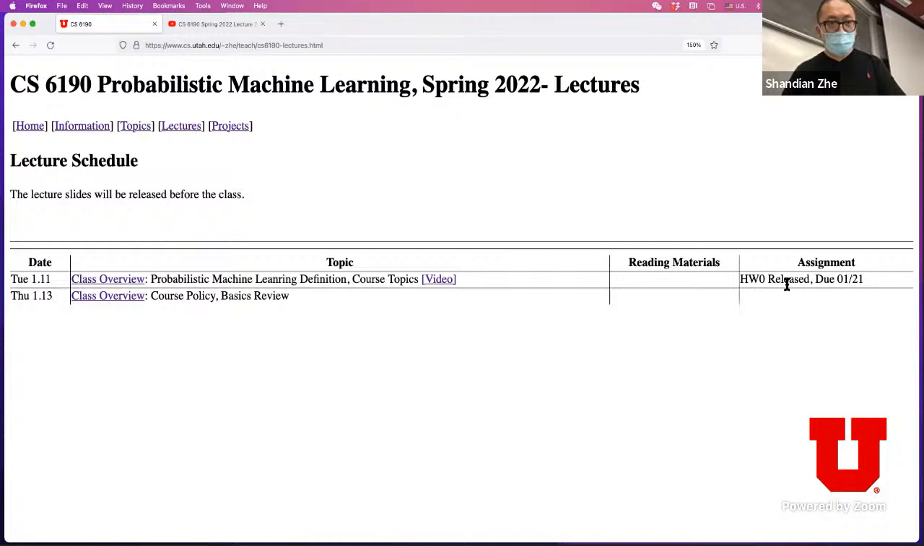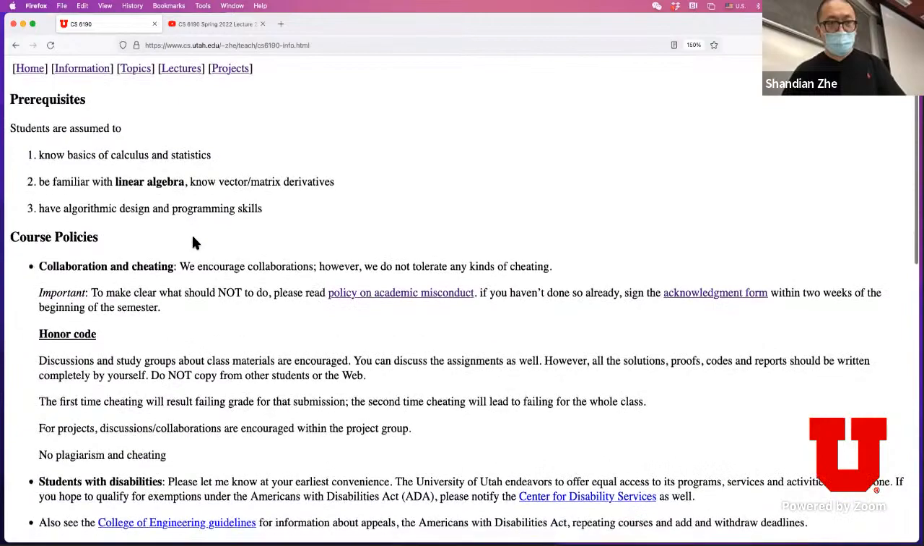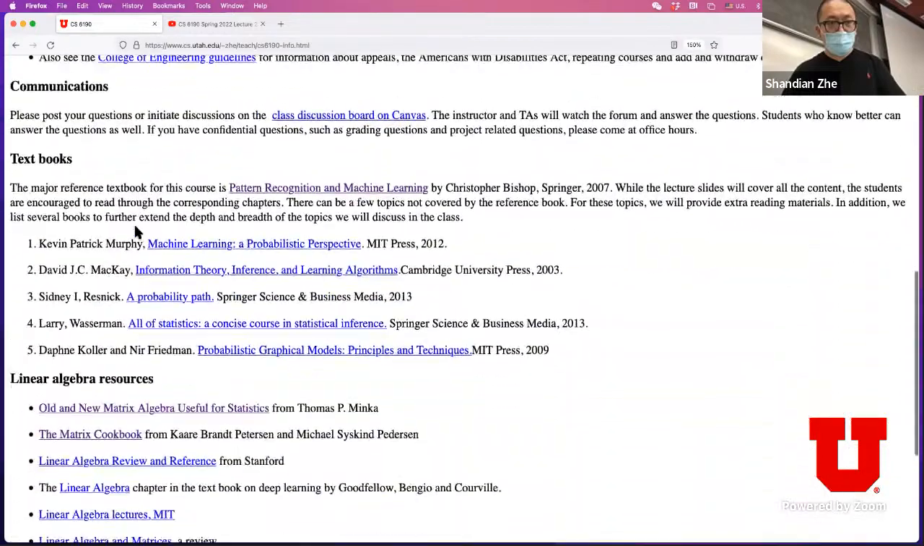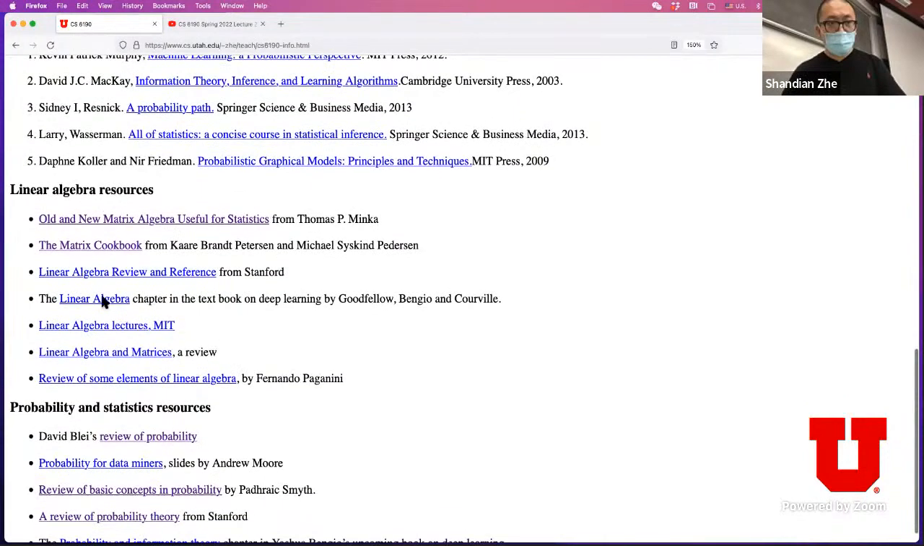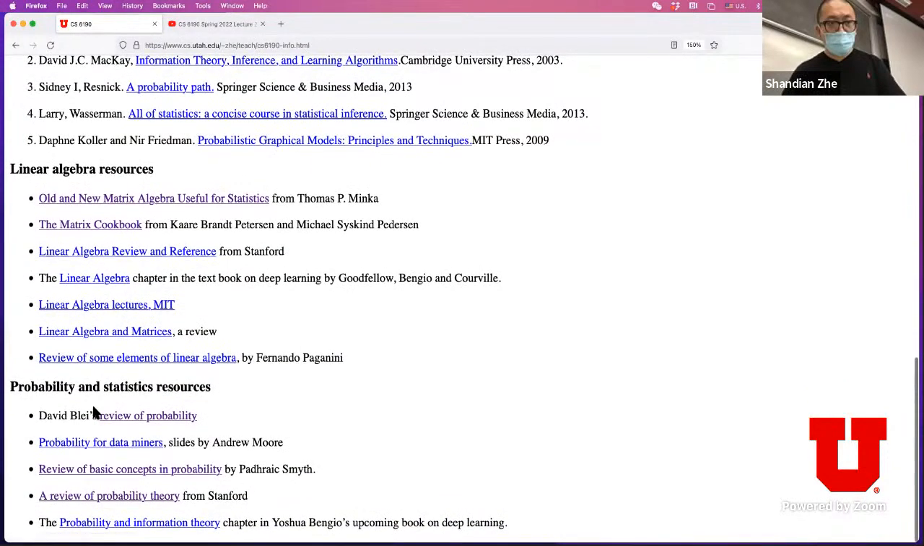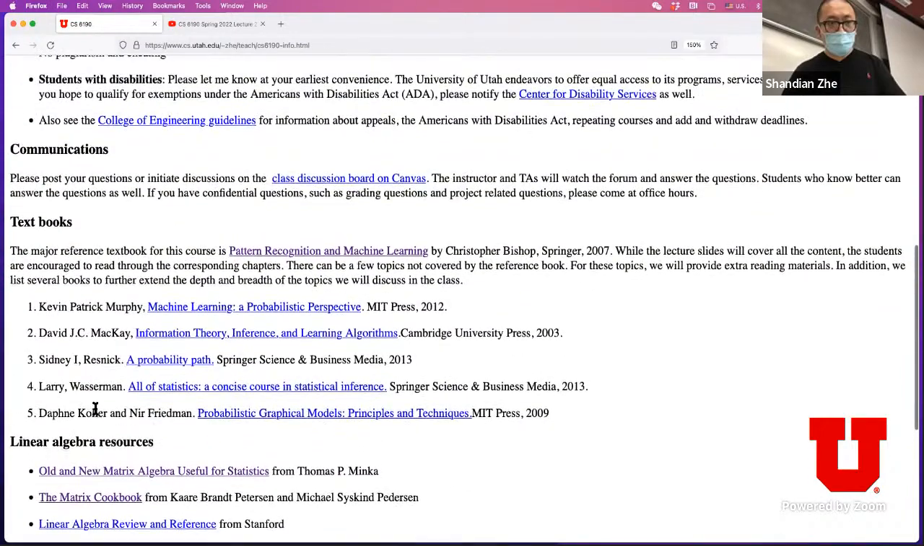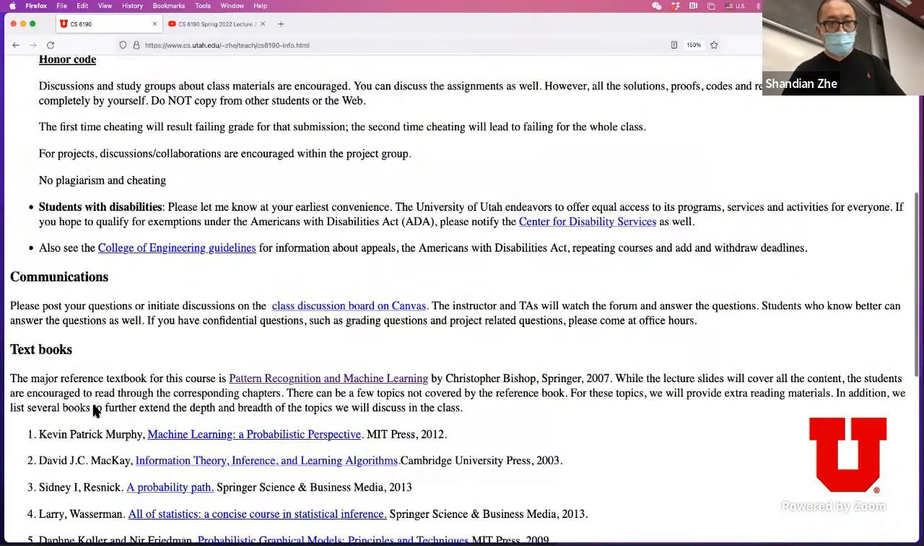And also we're gonna put some reading materials here if we have. And also when we release the homework, we'll put the news of the release here, right? And then here is additional information like the honor code, and also the links to the textbooks and linear algebra resources, statistics resources. I mean, if you want to review them or you want to look up something, right?